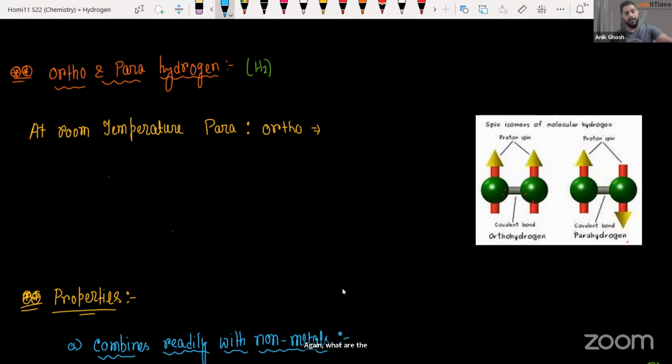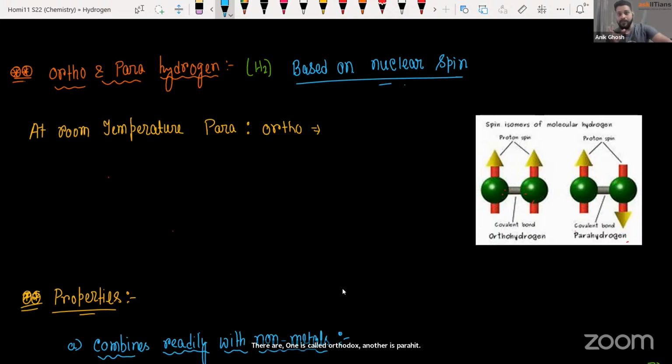So, ortho and parahydrogen are based on nuclear spin. For those who are taking my session for the first time, whenever I write something, I'm looking at my left-hand side, where I have another screen. Based on nuclear spin, there are two types of hydrogen: one is called orthohydrogen, another is parahydrogen. It has nothing to do with the ortho and para of benzenoid systems. They are not the same, guys.